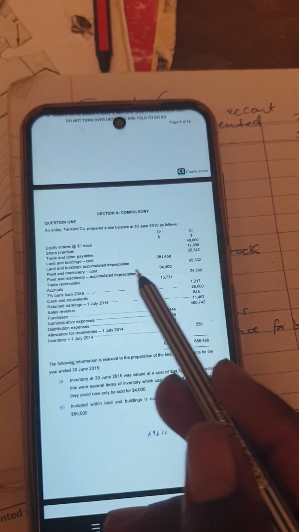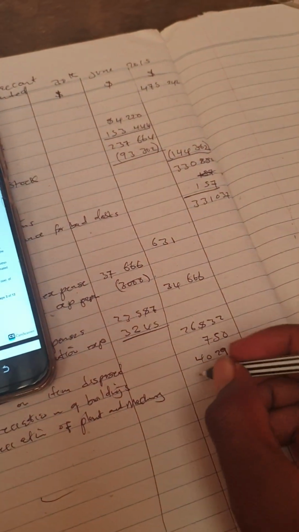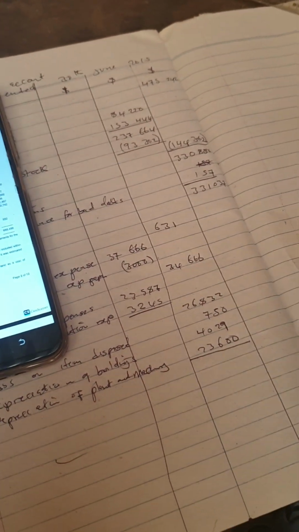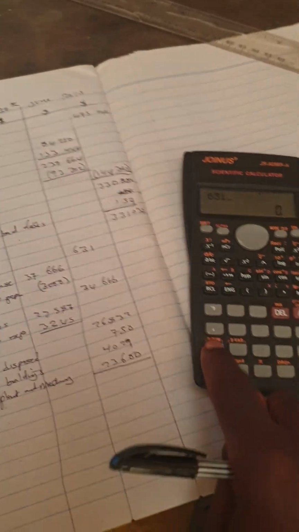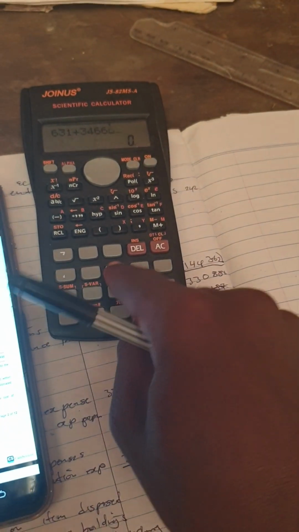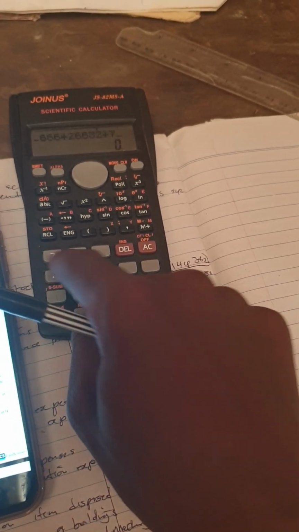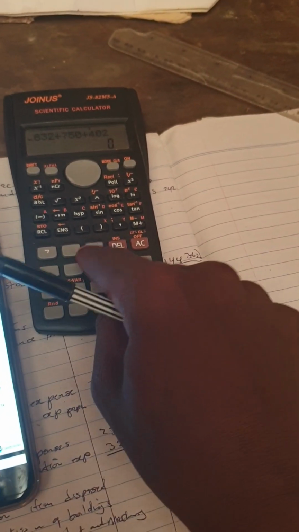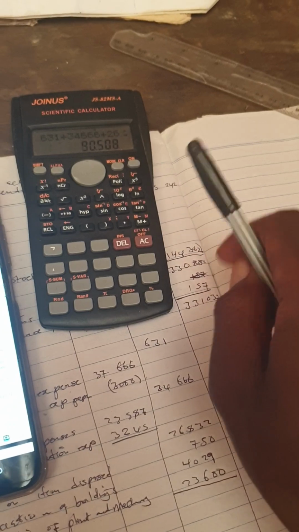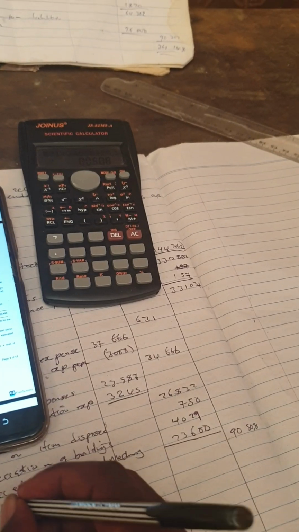plant and machinery at cost was 94,400. So this is 23,600. Okay, so we are done with the expenses. The first expense is 631 plus, over 631, which I've already added, plus 34,666 plus 26,832 plus 750 plus 4,029 plus 23,600. This is giving us a total of 9,508 dollars, which is our net expenses.